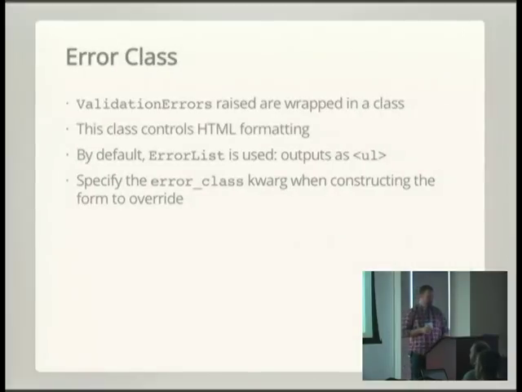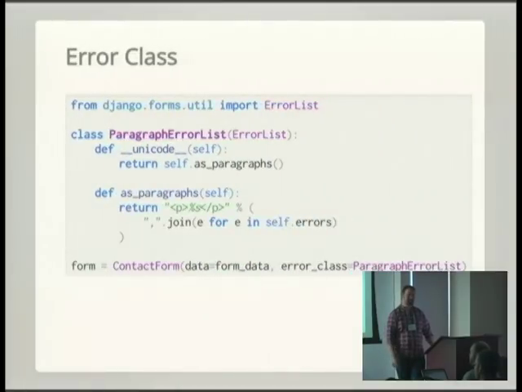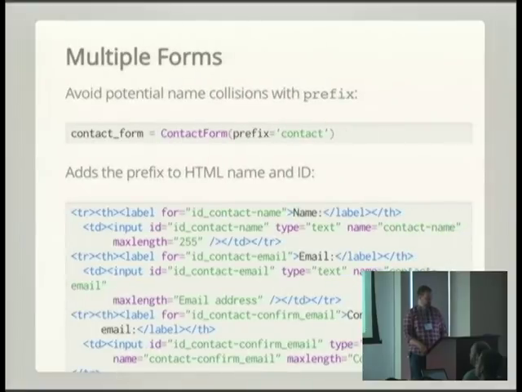And finally, there's something called the error class, which maps all of your errors up and controls how they get outputted. By default, it gives you a UL, but you can do all sorts of interesting things with this, like actually turn them into JSON if you're doing an AJAX thing. Here's one that maps them into paragraphs as opposed to an ordered list. Basically all it has to do is implement an as_ul-style render method and go from there. So you see it specifies this error class when you construct the form. You can put multiple forms on a page with prefix. It's not really interesting, or it's actually really helpful, but not important how it works.